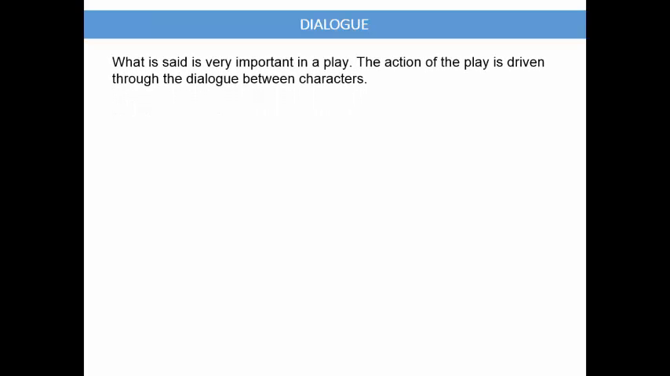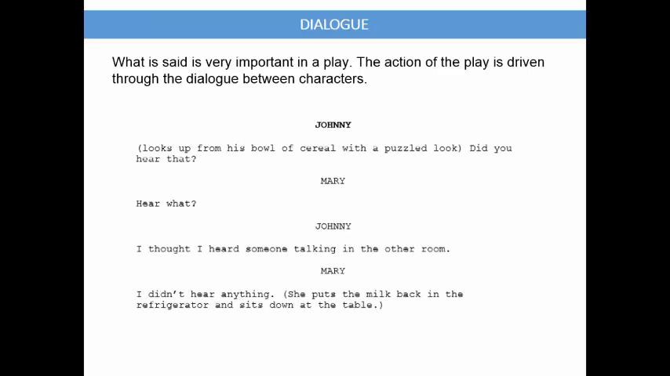What is said is very important in a play. The action of the play is driven through the dialogue between the characters. Again, because it's usually acted on a stage, you don't have all the advantages of special effects that you would have in a film, and because the audience is watching the play, it's very visual and auditory. The audience needs to see and hear what's happening. The audience isn't reading the script, so they don't know what's going on unless the characters are talking, having dialogue.